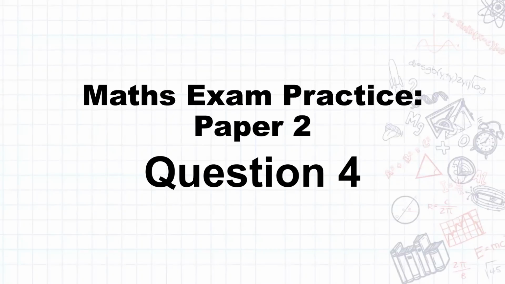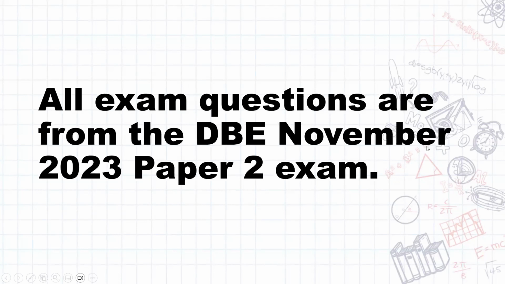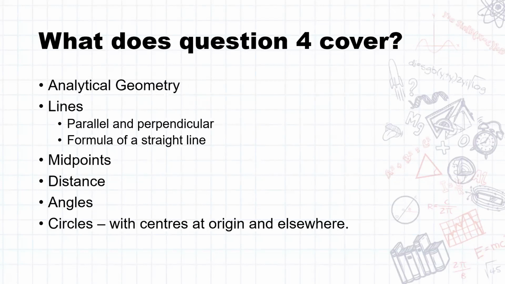Hi, everybody. Welcome to this video on paper 2, question 4, where we will be looking at the DBE exam paper from November 2023. Question 4 covers analytical geometry. So we're looking at perpendicular and parallel lines, midpoints, distance, angles, and then, of course, circles with centers at the origin and elsewhere.